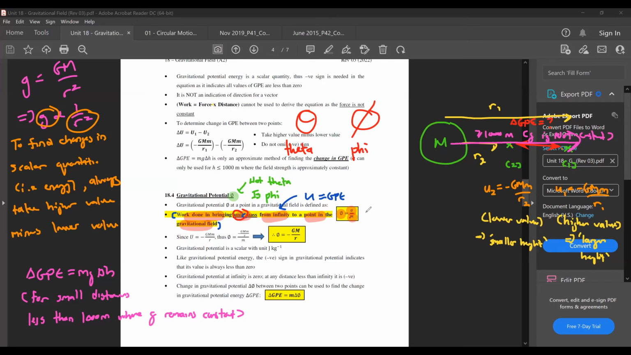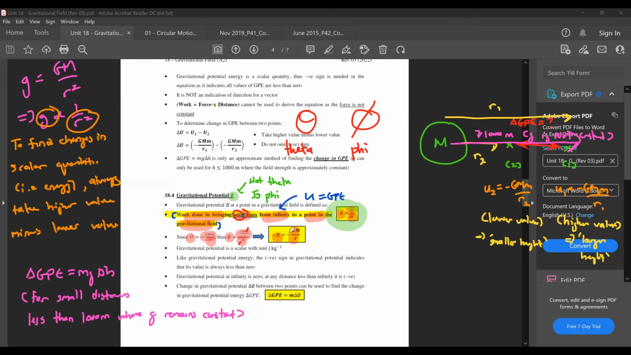So phi is U over M, but at the same time, you know that U is negative GMm over R. So you sub in inside the equation, and you will notice that the small m will cancel each other off, giving you phi equals negative GM over R. So for gravitational potential, you can actually have two different equations.